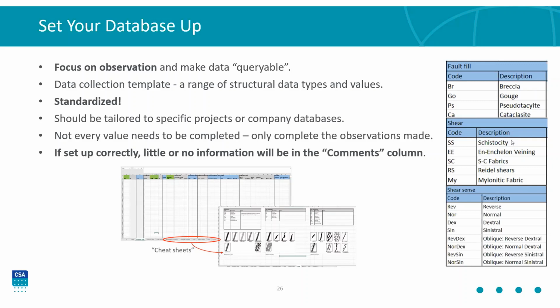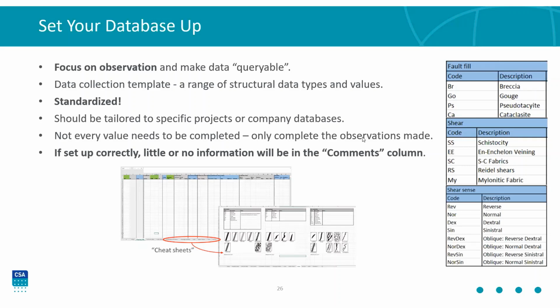Your shear types should have their own code. You should have codes for alteration. You should have codes for mineral fill. You should have codes for shear sense. And the point is that these codes should be standardized, and they should be tailored to your specific project or to your company database. Then when the geologist is doing the logging, they don't have to fill out every value, but they can complete the observations that they've made.